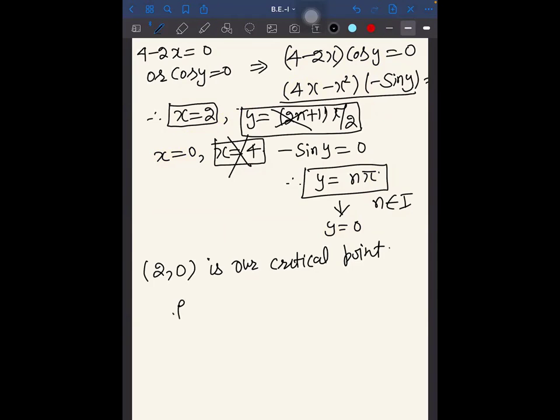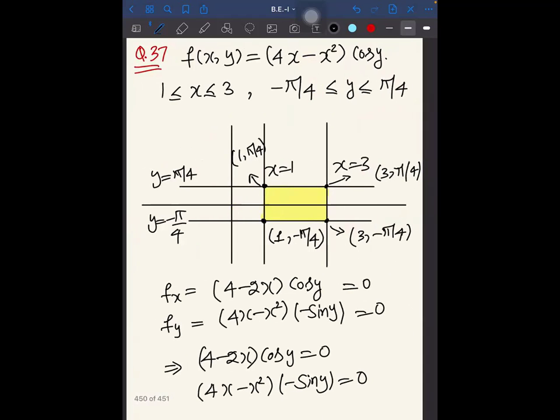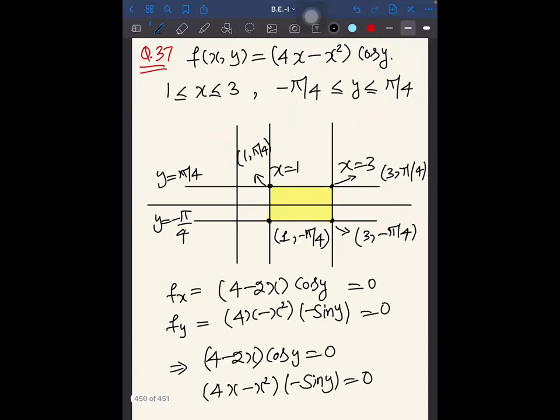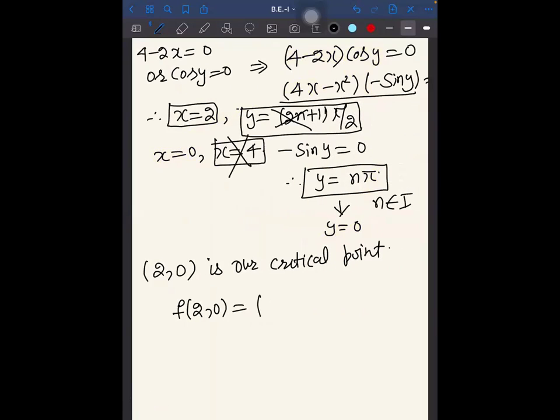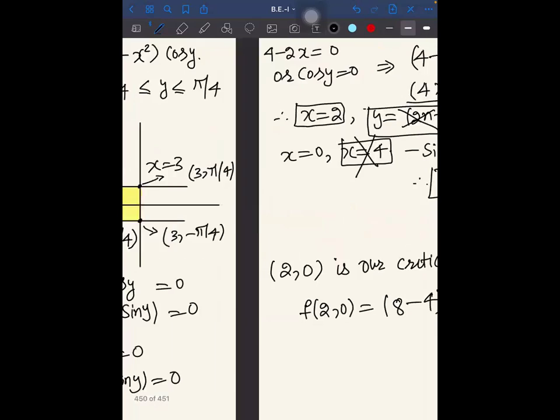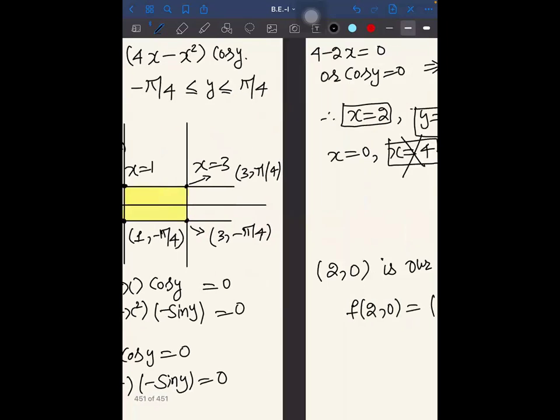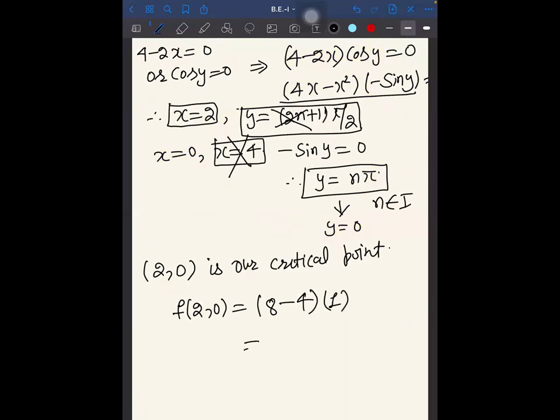So let's calculate the value of our function at (2, 0). So you put 2 over here, this becomes what? 8 minus 4. And you put 0 over here, cos 0 will become what? 1. So your f(2, 0) is nothing but 4. Right? So this is our one point. Okay, is it fine? Tell me, is it okay?